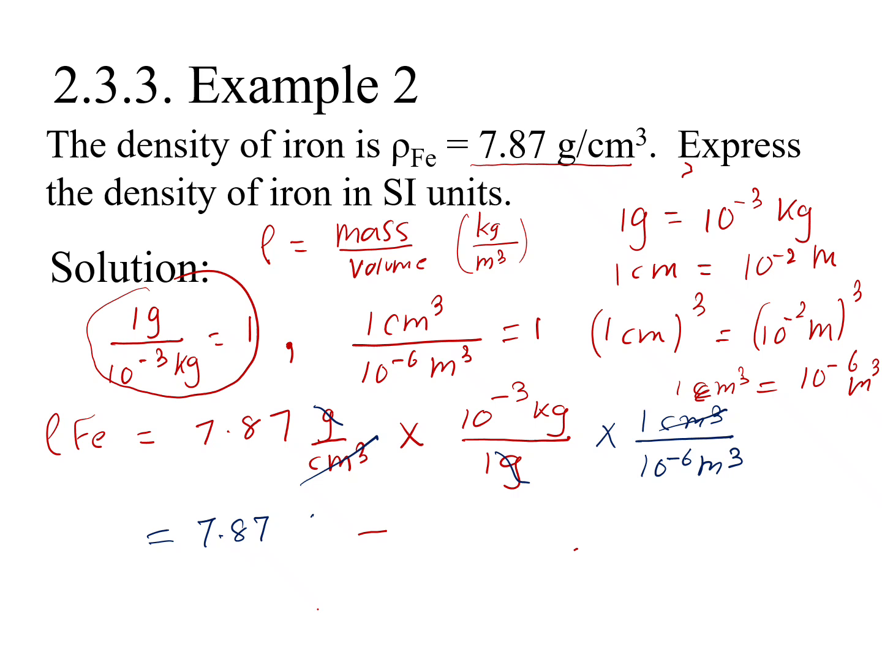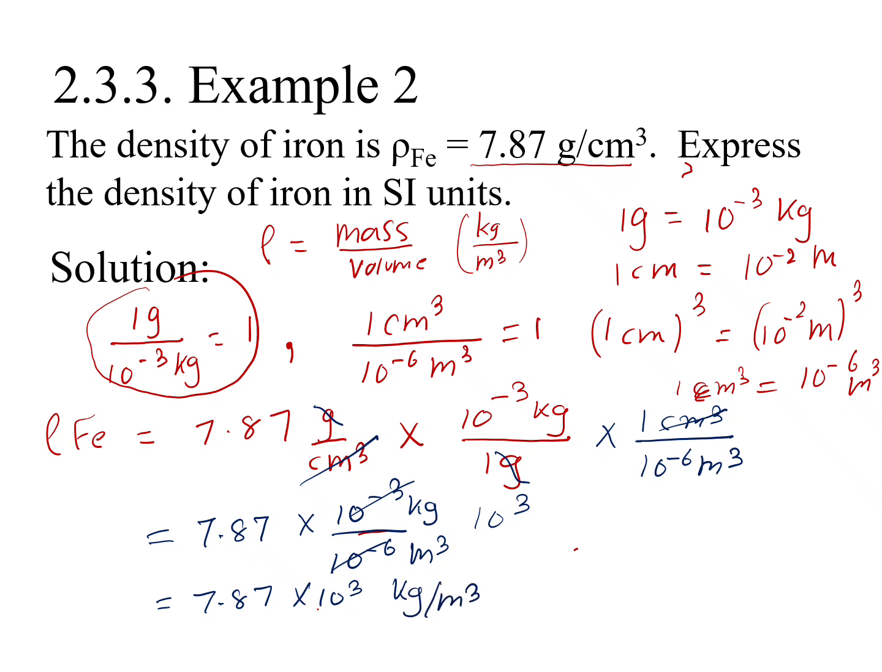7.87 times 10 to the power minus 3 kilograms divided by 10 to the power minus 6 cubic meter. So 10 to the power minus 3 divided by 10 to the power minus 6 gives me 10 to the power 3. So this is 7.87 times 10 to the power 3 kilograms per cubic meter. And that is equal to 7,870 kilograms per cubic meter.